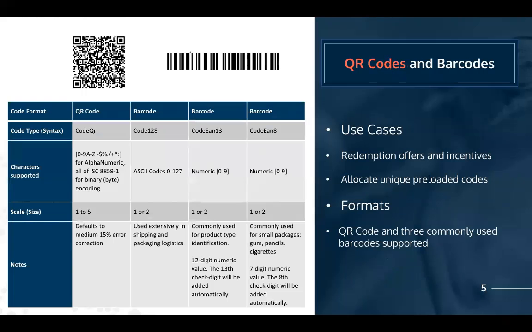I've got a couple of examples here. There's a QR code just for reference and a barcode. And there's a couple of properties about those which I'll talk about later. But deploying or implementing and embedding QR codes and barcodes in emails has all sorts of use cases. And I've just picked out a couple here, just at random. And the classic one is redemption offers and incentives.